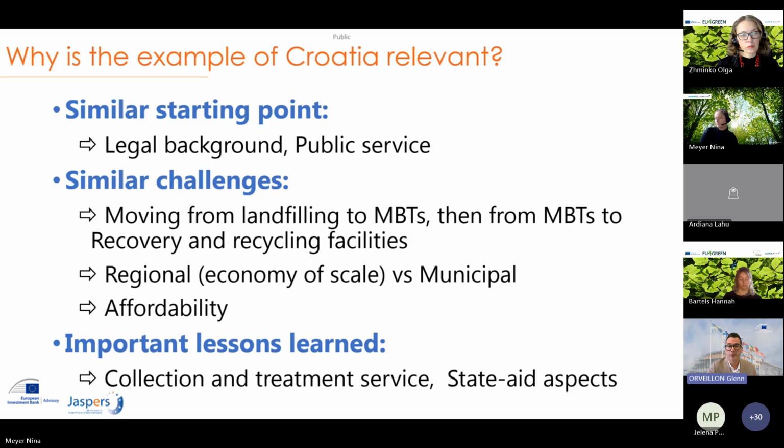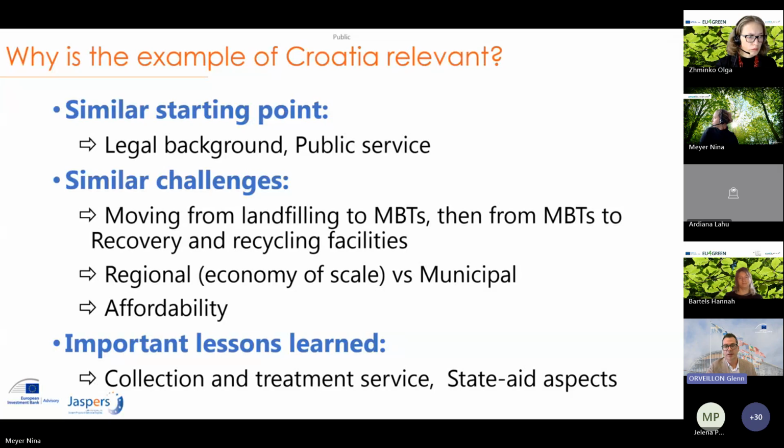I think you have a lot to learn from them, because obviously Croatia was once upon a time part of the same state as many of you were. You started from a similar background, you have a similar public service, you face similar problems that Croatia used to face and is now moving on from. And as I said, you need a regional center because you want the economy of scale. You wouldn't do a center for 30,000 tons. I mean, me as an engineer, I wouldn't recommend that.